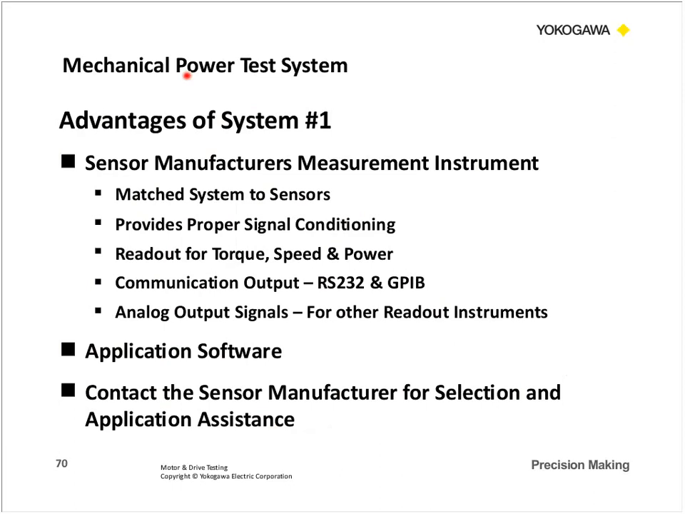So the advantage of this, again, is that it's a matched system to the sensors and provides the proper signal conditioning. This is very important. We can get a readout of torque, speed, and mechanical power. A lot of these will have communications outputs, such as GPIB or RS232. Some of them may be going to USB now. And some of them will also give us an analog output for other readout instruments. Some of the manufacturers will have a total application software package, and again, work directly with those manufacturers.